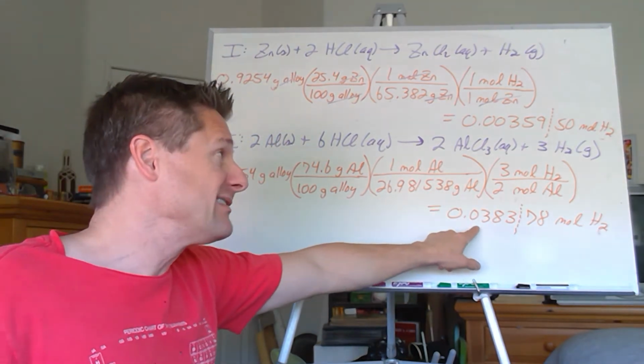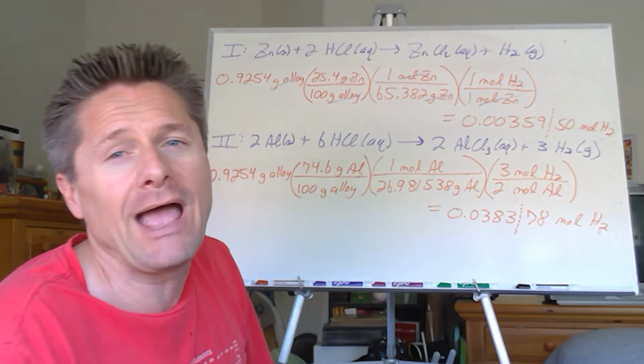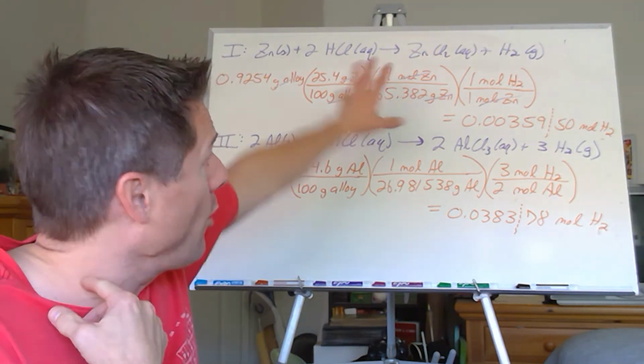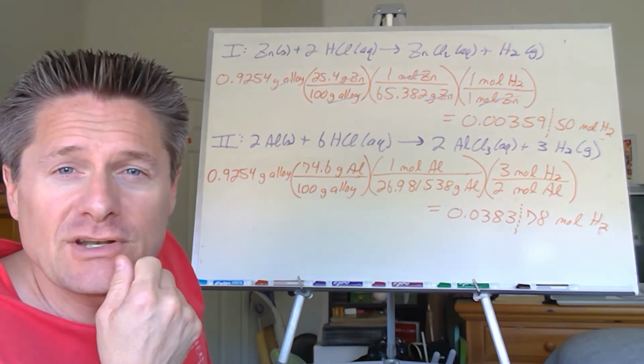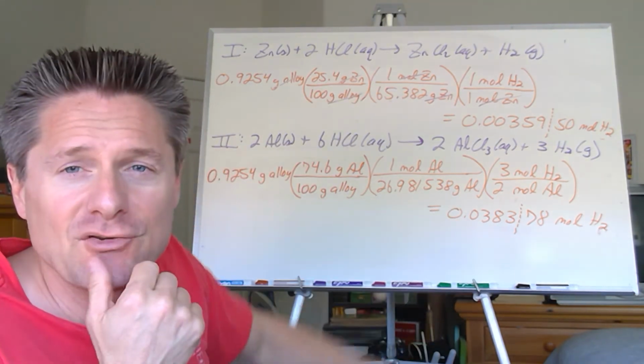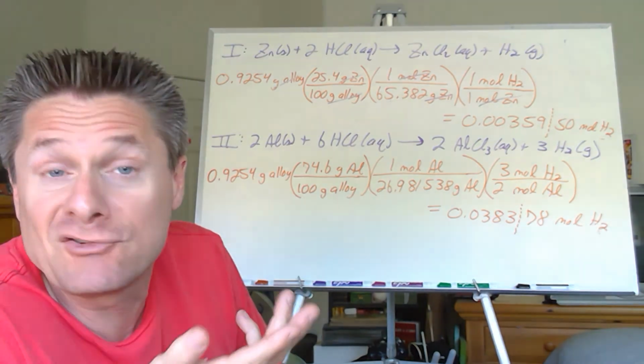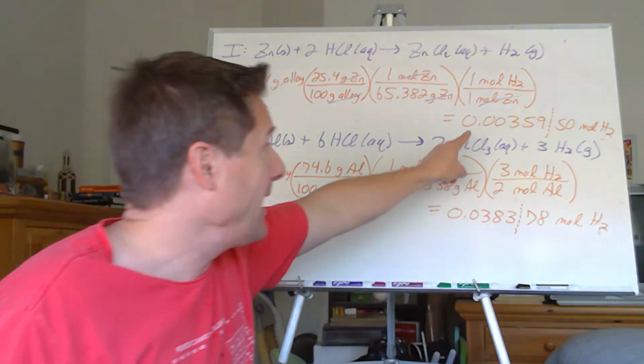So I get 0.038378 moles of hydrogen, good to 3 significant digits. Pop my dash line there. So step 1, moles of hydrogen from the zinc. Step 2, moles of hydrogen from the aluminum, or whatever metals are in the mixture, or whatever mixture you got. Now I can add these.